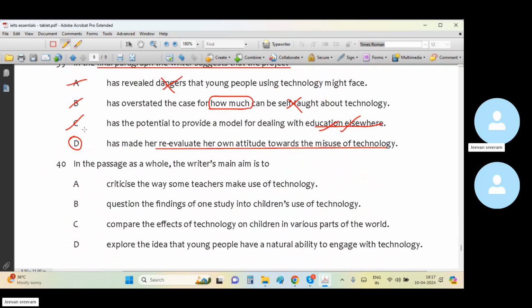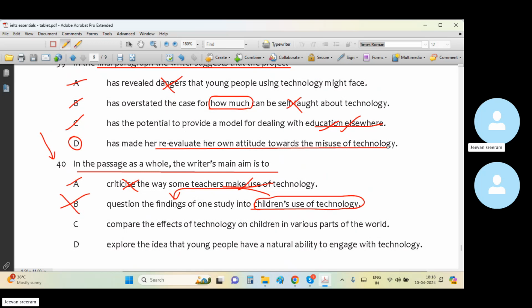So ultimately, question 14. In the passage as a whole, the writer's main aim is to criticize the way some teachers make use of technology. Is it to criticize overall? There is no such information criticizing the teachers anywhere in the passage. Question the findings of one study into children's use of technology. Is it doubting or questioning any findings? There must be a finding that was actually questioned in the passage. No, there is no such questioning.